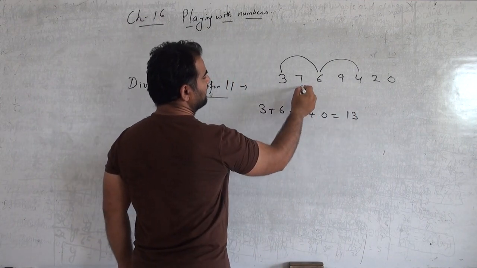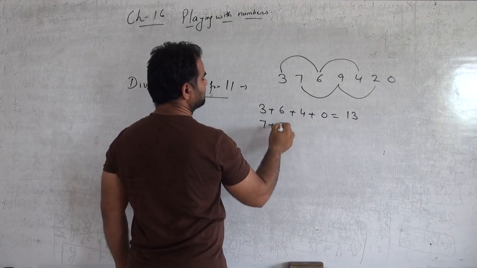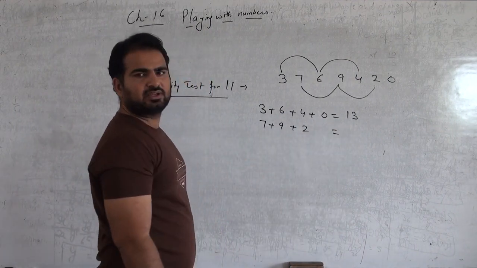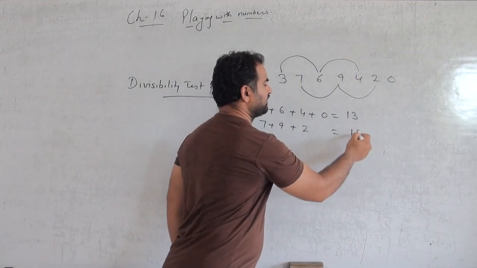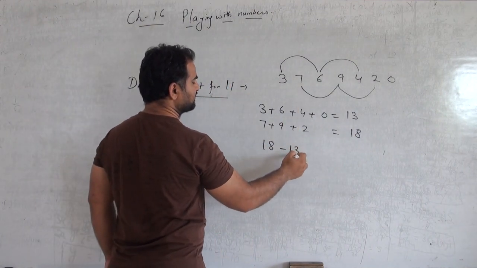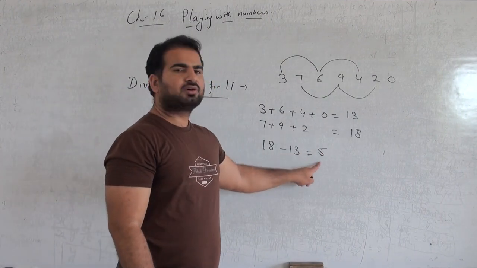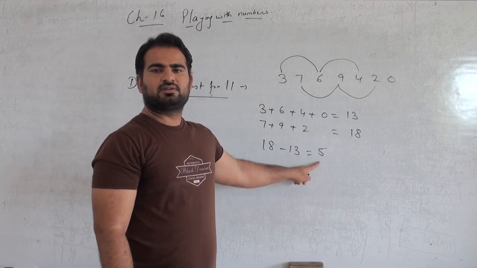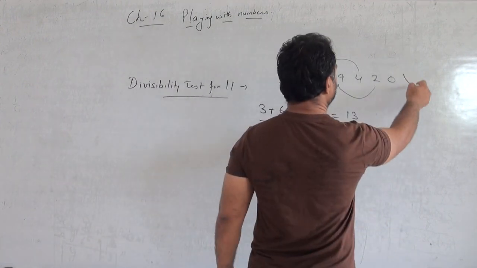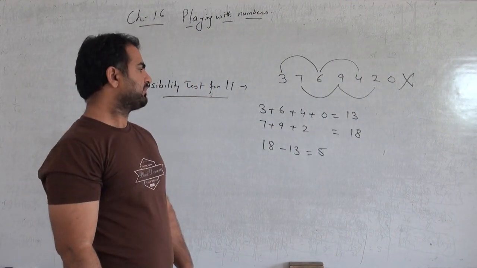Next add the remaining ones: 7 plus 9 plus 2 equals 18. Okay. Now subtract both: 18 minus 13 equals 5. And 5 is not a multiple of 11. So this number is not divisible by 11.